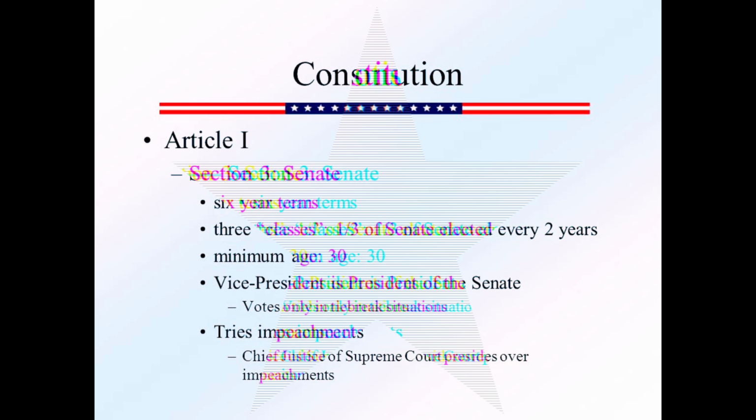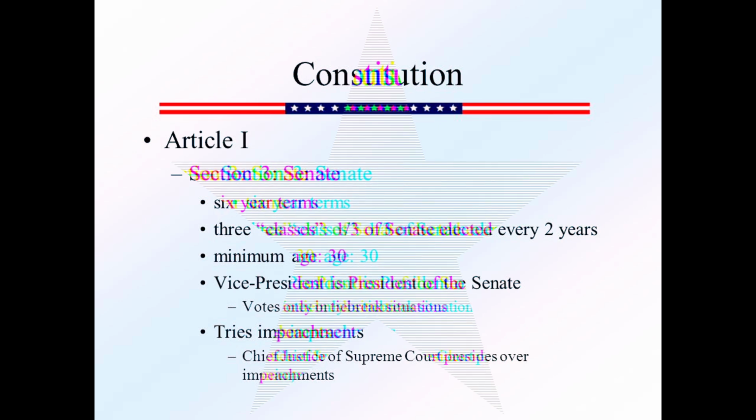Section 2 of Article 1 addresses the House of Representatives, establishing that members of the House are elected every 2 years, with congressional seats apportioned to the states on the basis of population.